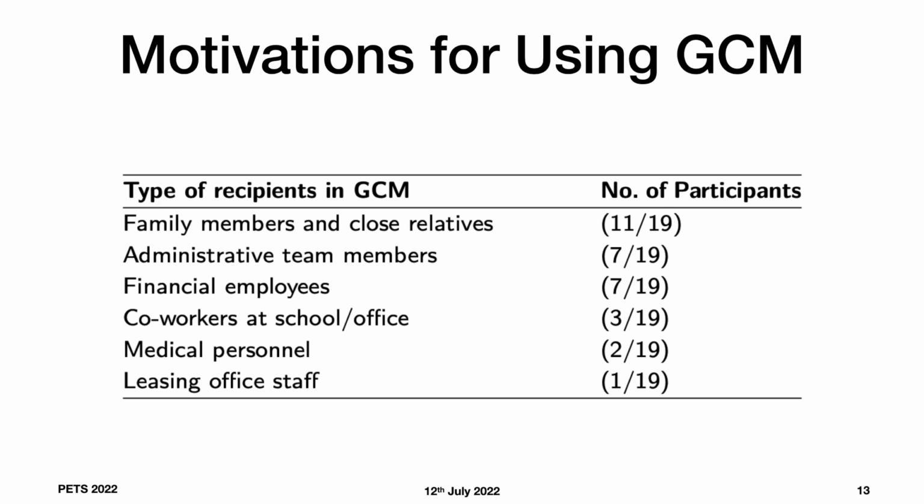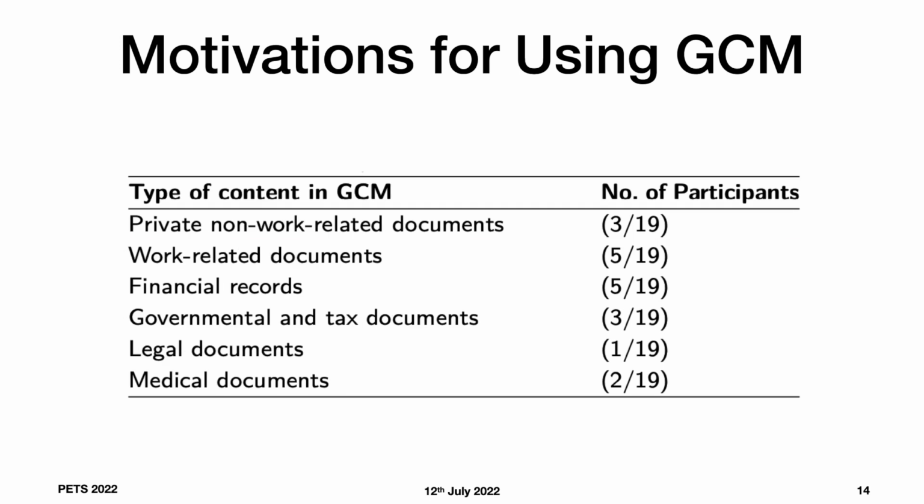We found that a majority of the participants, 11 out of 19, send a GCM email to their family members and close relatives. Other types of recipients include administrative team members, financial employees for sending confidential financial documents, team members in a project at school or office, medical personnel for sending medical documents, and leasing office staff for sending lease documents. In regards to the content present in our participants' confidential mode emails, we found several types, including both private non-work documents and work-related documents, as well as other sensitive documents such as financial, tax, legal, and medical documents.